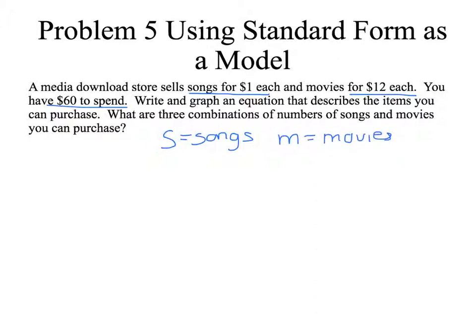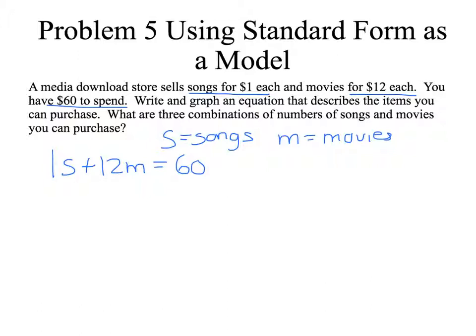Now, one of these isn't independent and one of them isn't dependent. They're just two separate variables. But if we have $60 to spend altogether, it's $1 for each song, plus it's $12 for each movie, and if we add those two together, it's going to equal $60.